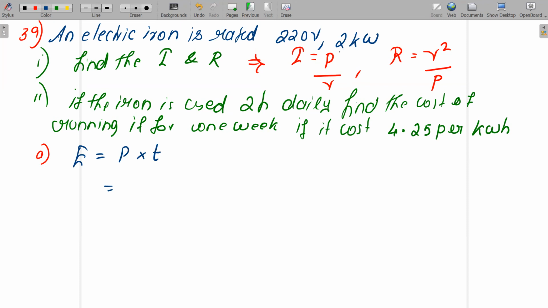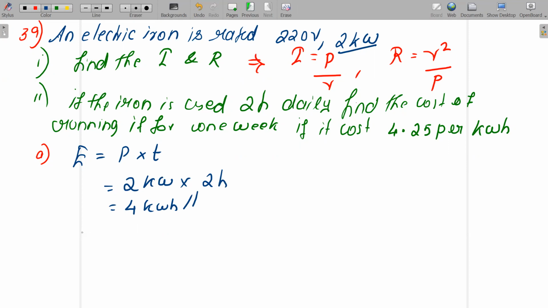What is the power? It's not given. So it's a kilowatt hour. It's given, so you can take 2 kilowatt hour into the time, 2 hour. So you will get 4 kilowatt hour, right? 4 kilowatt hour you got.